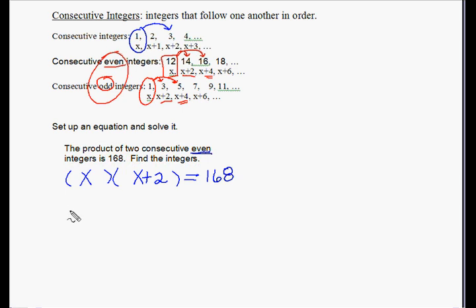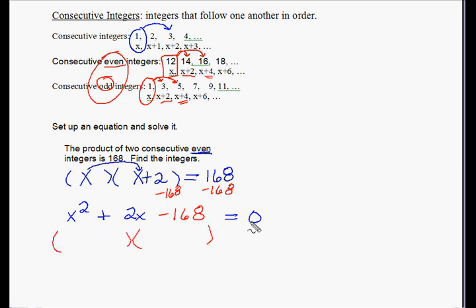To solve this problem, I am going to clear parentheses using the distributive property. x times x is x squared plus 2x, and then I want this to be equal to 0. In order to do that, I need to add a negative 168 to both sides of this equation. Now in order to solve, since I have 2 variables, I'm going to try and factor. I can only do this when it's equal to 0. That's what makes me happy.